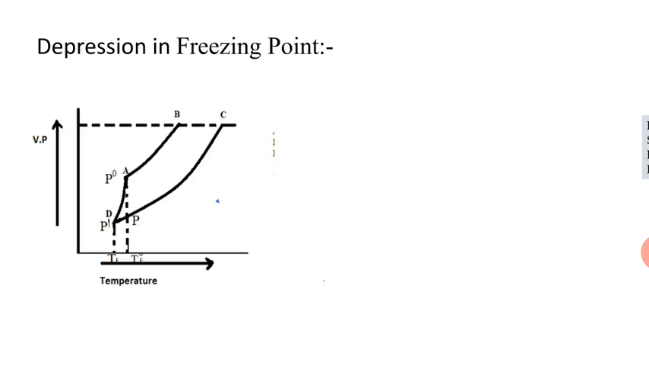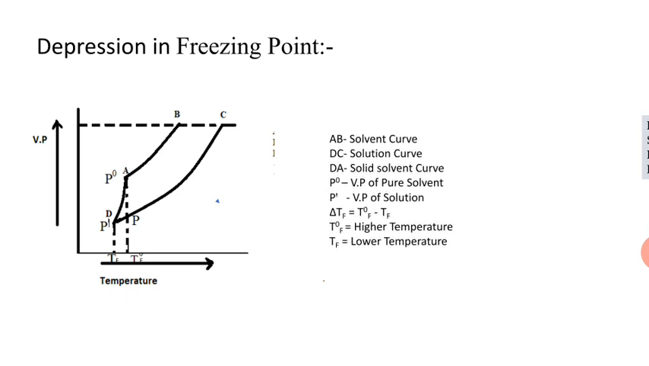Depression in freezing point. The graph of vapor pressure against the temperature. Here AB is the solvent curve, DC is the solution curve, dA is the solid solvent curve. P0 is the vapor pressure of the pure solvent. P dash is the vapor pressure of the solution. Delta Tf is the depression in freezing point and it is the subtraction T0F minus Tf. Now T0F is the higher temperature, Tf is the lower temperature.